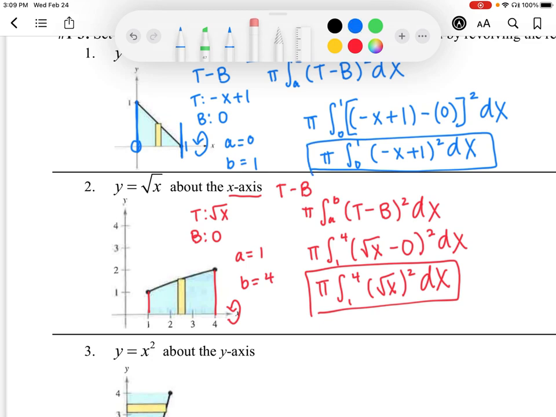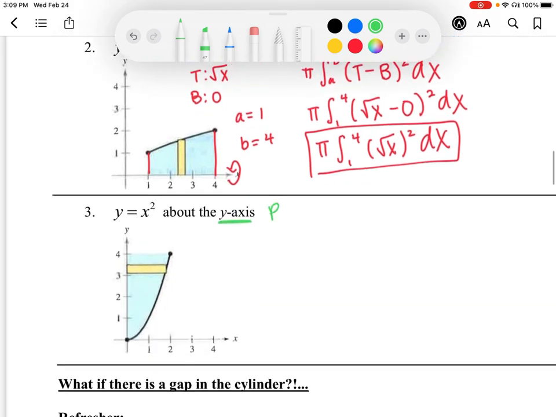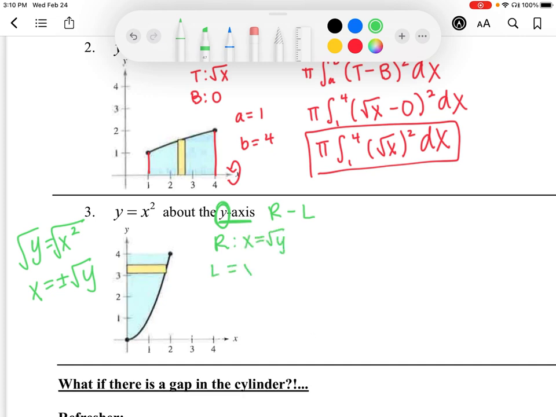And let's set up one where we're going around the y-axis instead. So this time we're going to go about the y-axis. So that means that I'm going to do a right minus left, and I need to get everything in terms of y. So if I have that y is equal to x squared, I can square root both sides and get that x is equal to plus or minus the square root of y. But if you look right here, we're only looking at the positive side. So I'm going to say that my right is that x is equal to the square root of y. Left is when x is equal to 0. So there's my right there. There's my left right there.